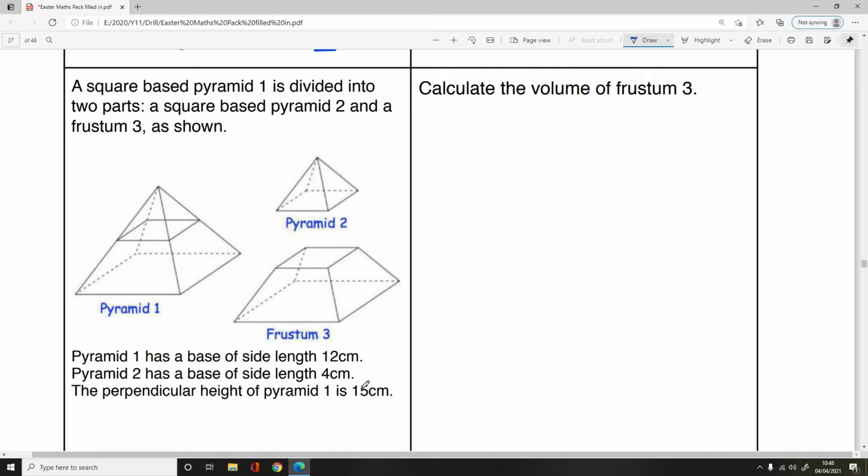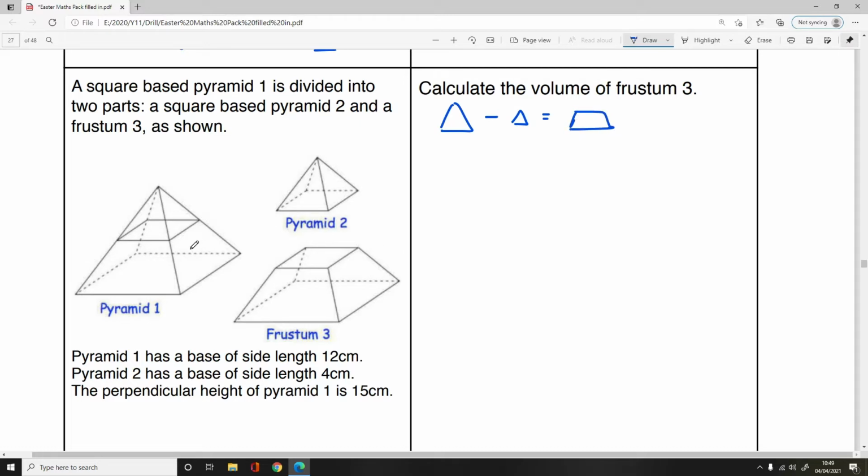Last question then, square-based pyramid and a frustum. Okay, so a frustum is any like cone or pyramid that's had the top cut off. This looks like another scale factor question. We've got perpendicular height. We want to find the volume of a frustum. And the way we find the volume of this is by like taking the big pyramid minus the little pyramid. So we're going to do eventually big pyramid minus little pyramid. That'll give us the rest of the pyramid.